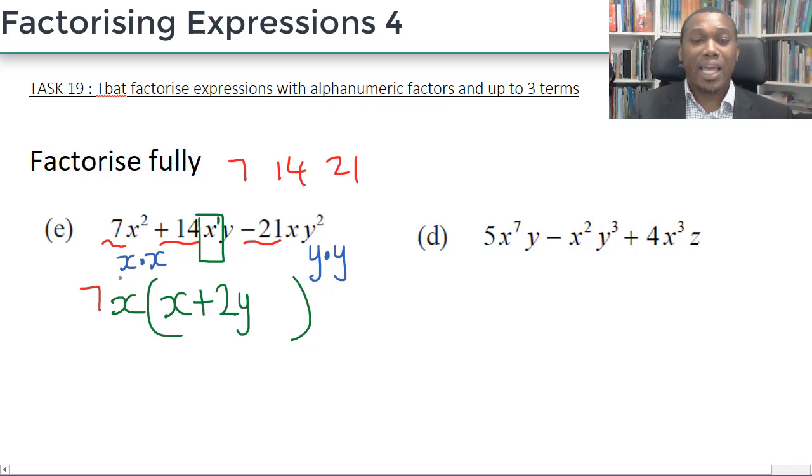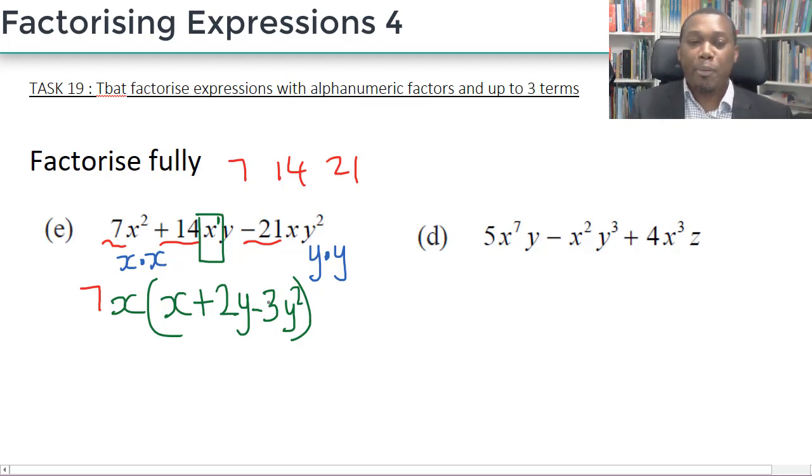Then finally, 7. What do I multiply 7 by to get 21? Minus 21 to be more specific. It will be minus 3. Minus 3 times 7 is minus 21. I have the x. No need for me to write x inside the bracket. It's already outside the bracket. I need y squared. No trace of y here. So I put the y squared in the bracket. That is my answer: x plus 2y take away 3y squared.